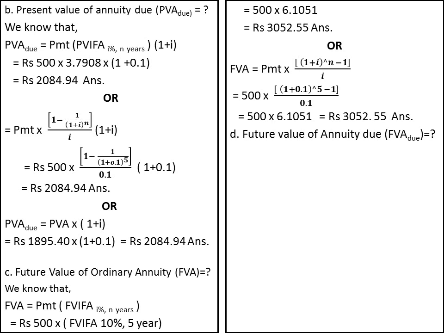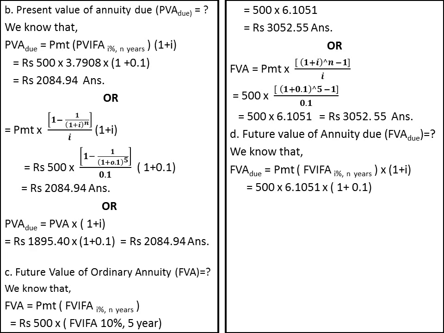And it's time to compute part D, the future value of annuity due, FVA due. That is FVA due equal to PMT times FVIFA at I% for n years times (1 plus I). The payment is equal to 500 and the FVIFA at 10% for the year is equal to 6.1051, which was already calculated in part C. And the (1 plus I) means 1 plus 0.1.